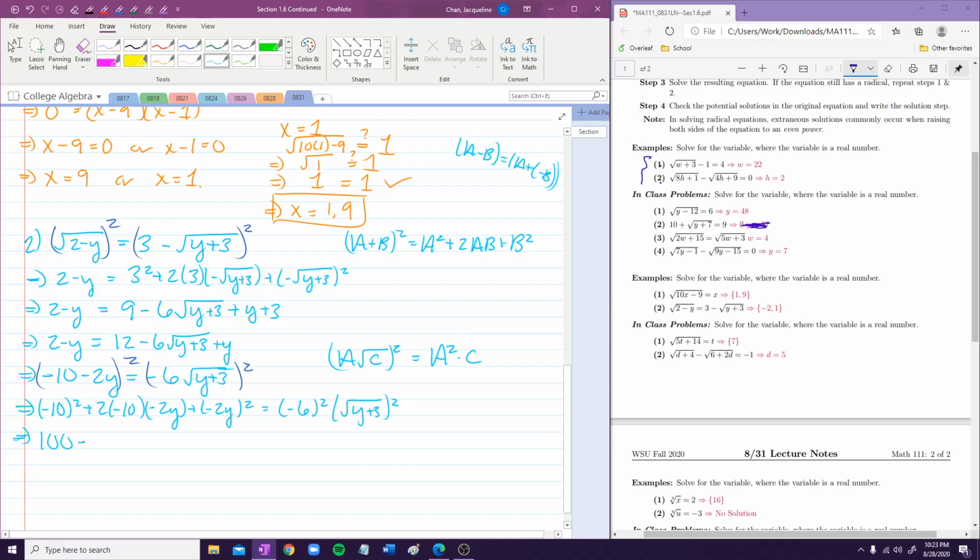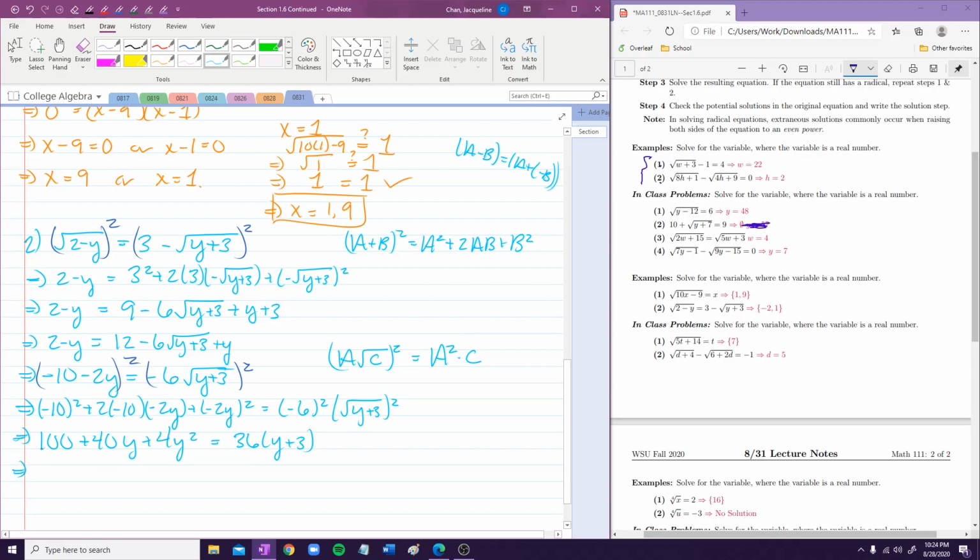This is 100 minus 20. Oops, sorry. 2 times negative 10 times negative 2, that is a positive 40. And then there's that y. This is plus 4y squared. Okay, negative 6 squared is 36, and this is y plus 3.